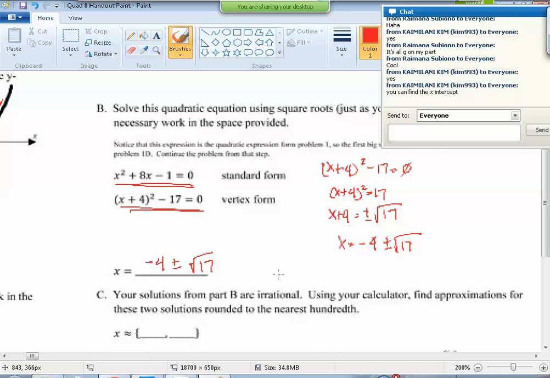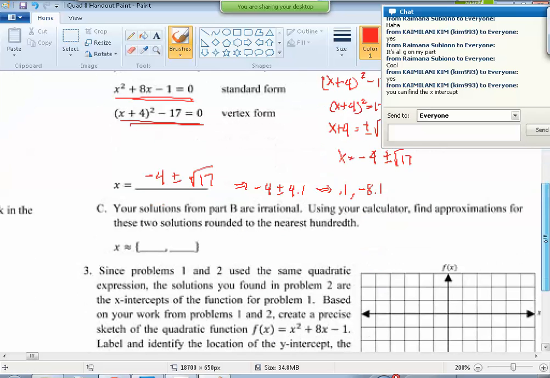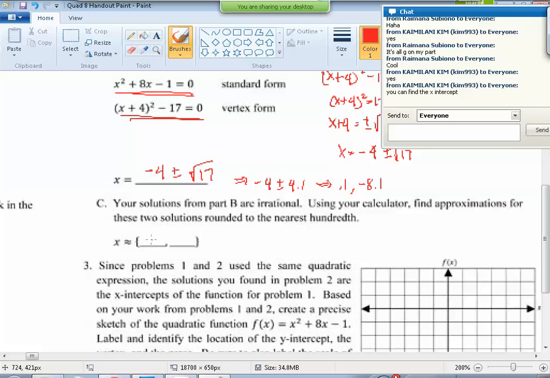negative 4 plus or minus 4.1. And if it were negative 4 plus 4.1, then what would it be? Like, let's consider the plus case. It would be just 0.1, right? And if it were negative 4 minus 4.1, what would it be? Negative 8.1. Right. So the x-intercepts are 0.1 and negative 8.1. Pretty cool? Like, those are our two intercepts.